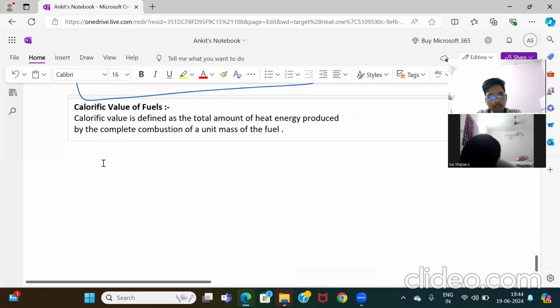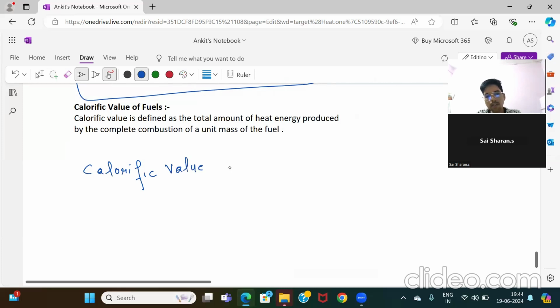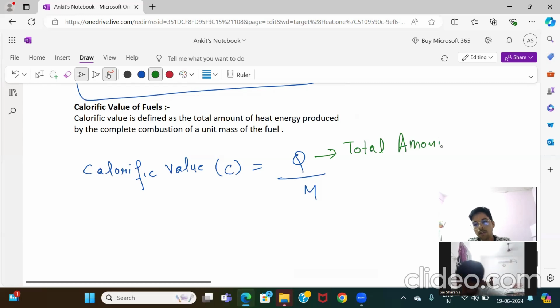So what is the meaning of calorific value? Write the formula. Calorific value, I am denoting by capital C, is equal to Q by M. What is Q? Total amount of heat energy produced, in bracket, write on complete combustion.